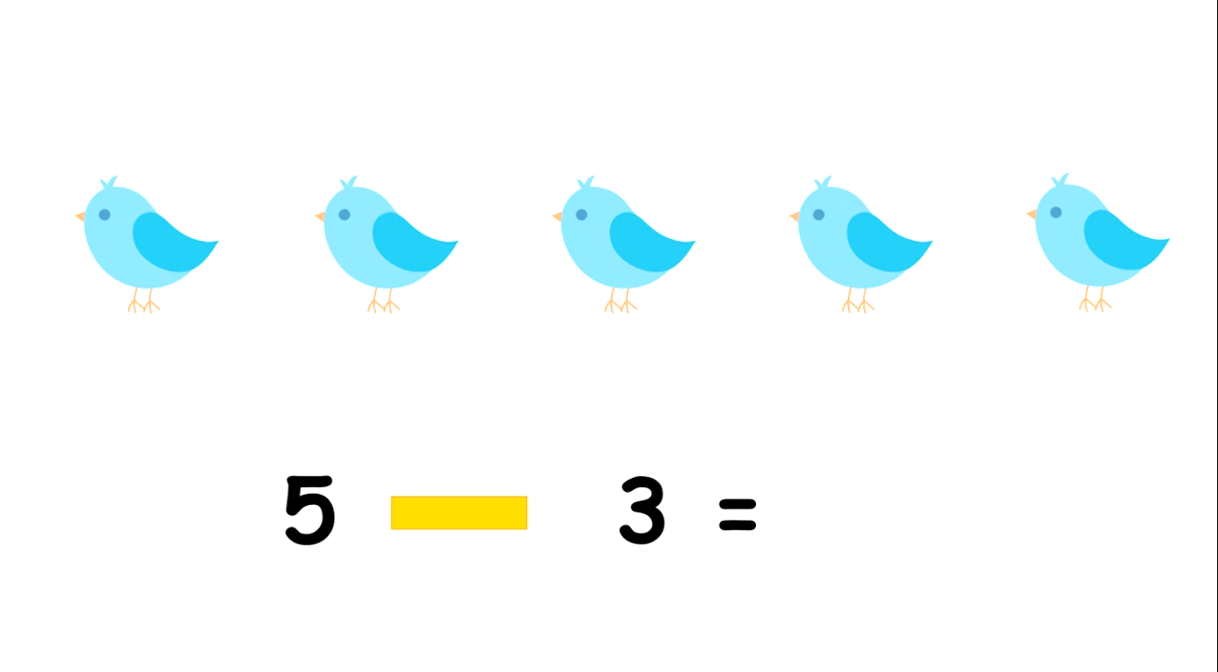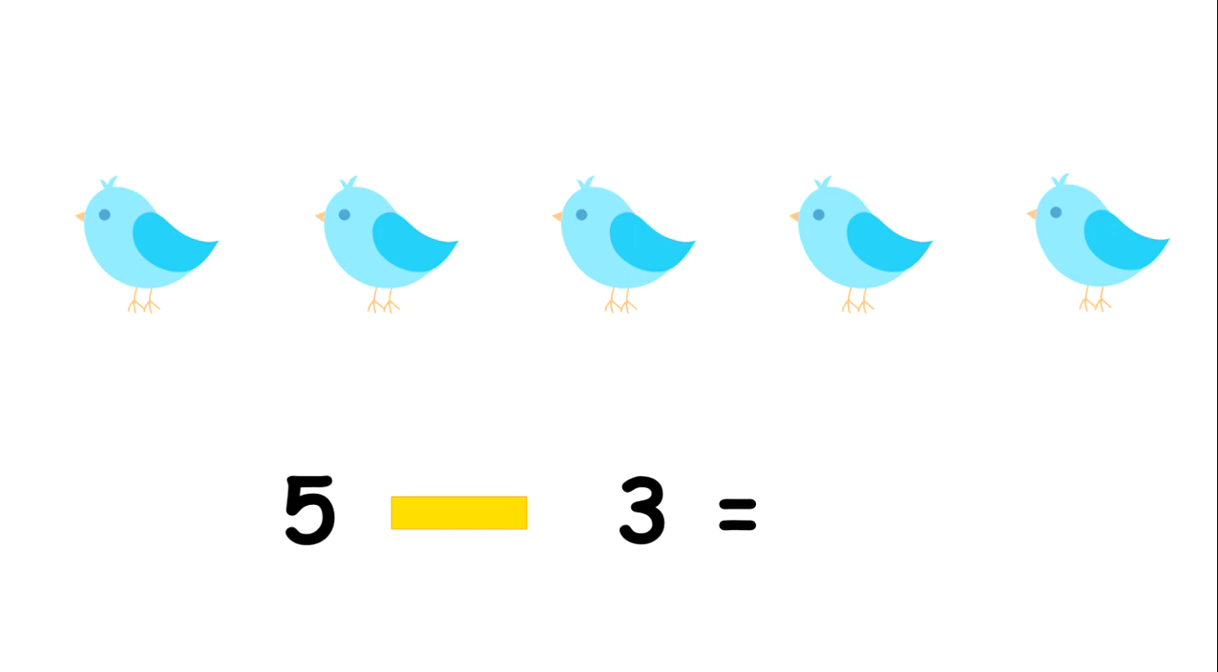So here we have 5 bluebirds. Yes, we have 5 bluebirds, and let's read our subtraction sentence. It says 5, well, we know we have 5 bluebirds, so we're starting off with 5. 5 minus, what other words can you say for this sign? We can say 5 minus, we can say 5 subtract, yes, and we can say 5 take away.